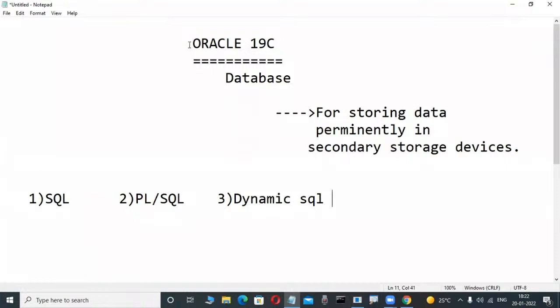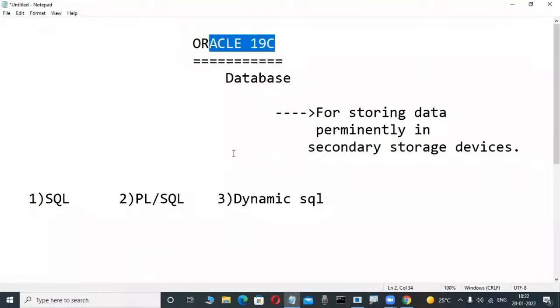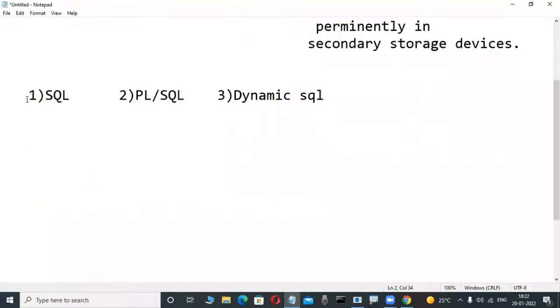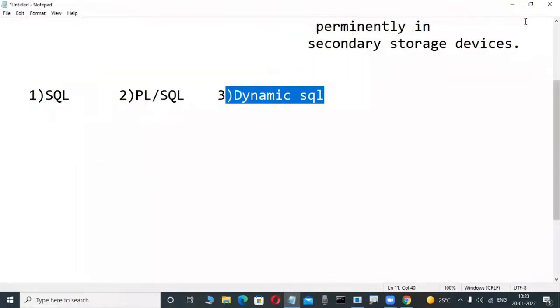That's why, observe here, Oracle is a product from Oracle Corporation. If you want to operate this relational database product, which languages are we learning? One is the SQL language, another one is PL/SQL, another one is dynamic SQL. These three languages we are learning in our course. Most powerful.